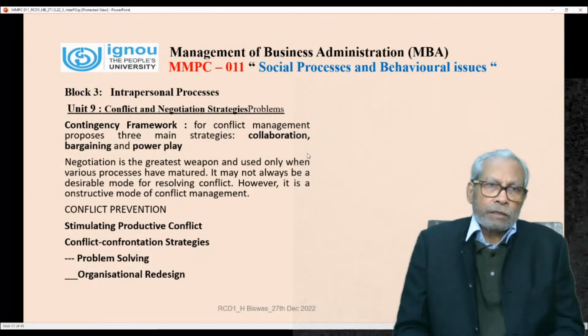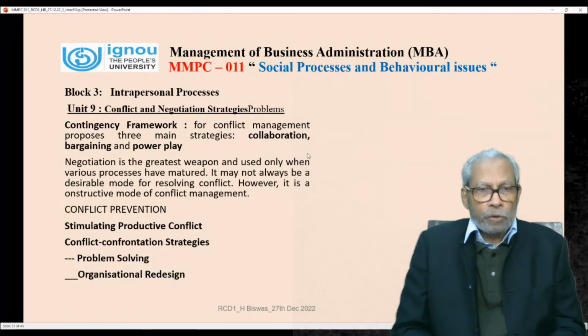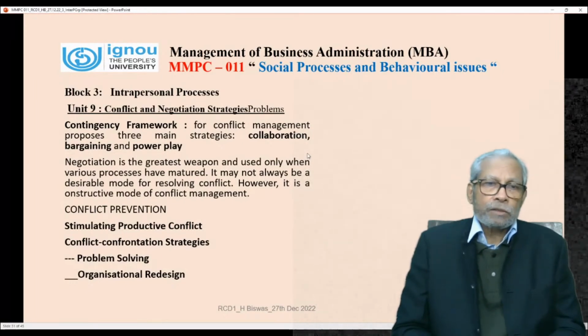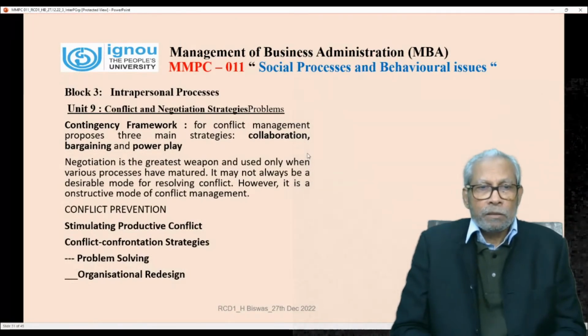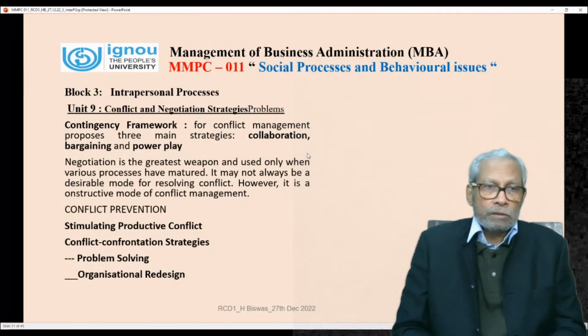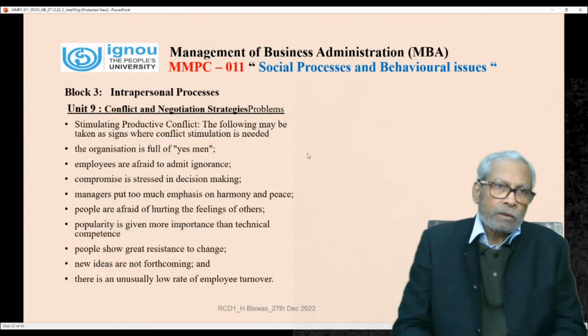Through this process you can see the contingency frameworks. So, simulating productive conflict. Another is your confrontation strategies, where the how-to of problem solving and organizational redesigns. So all are your preventive measures, some preventions of the conflict, so that we can avoid the conflict.